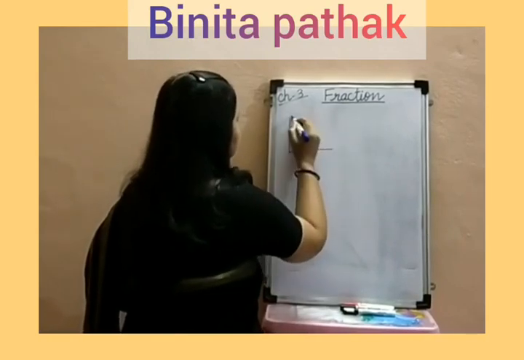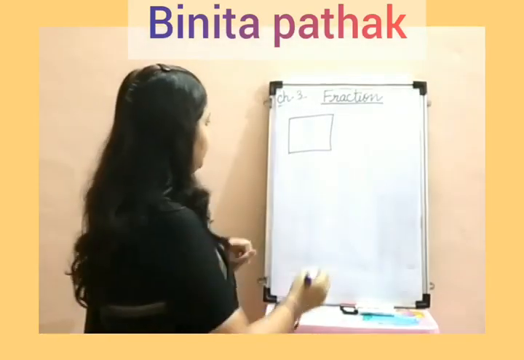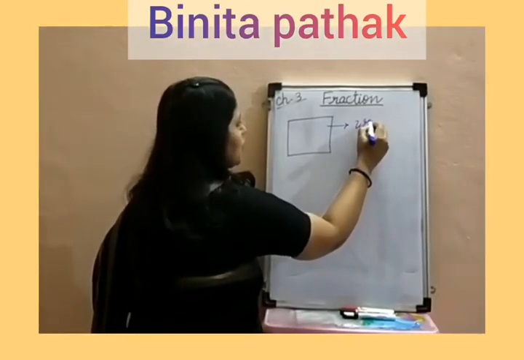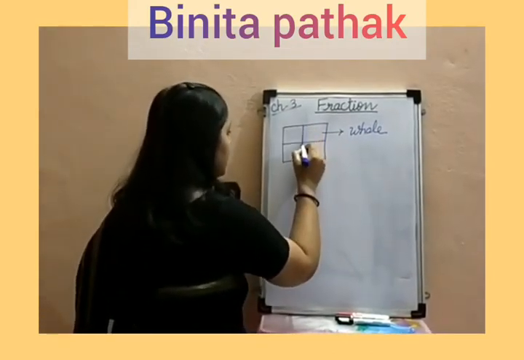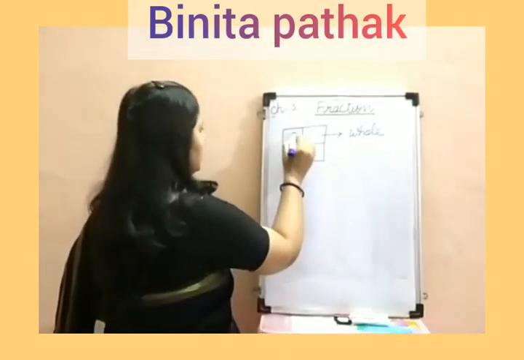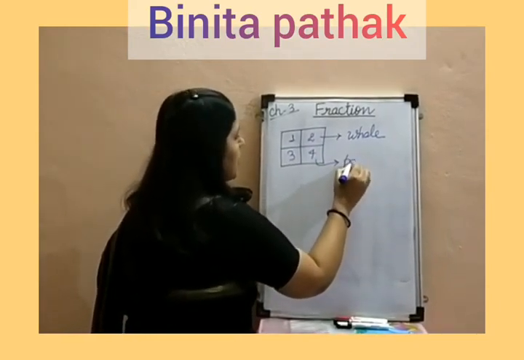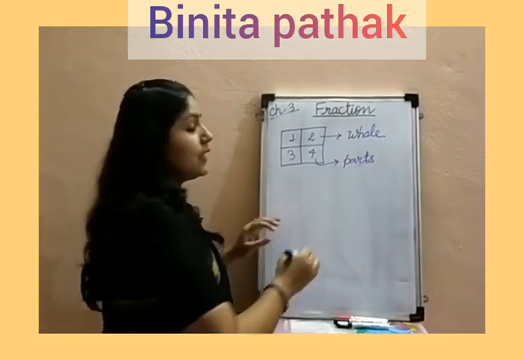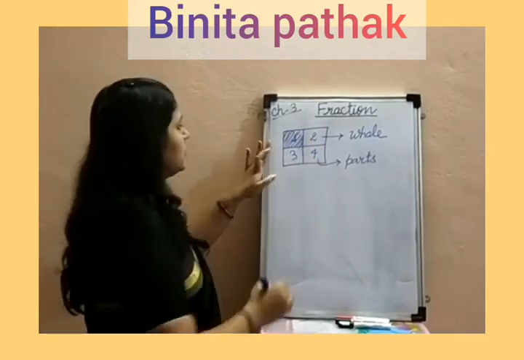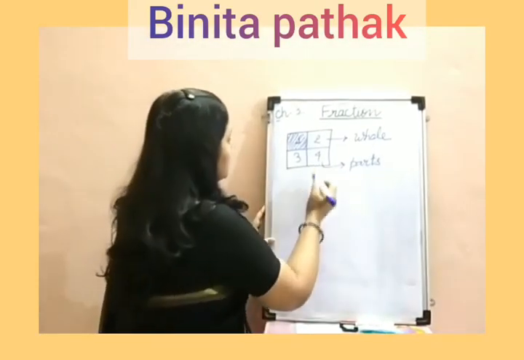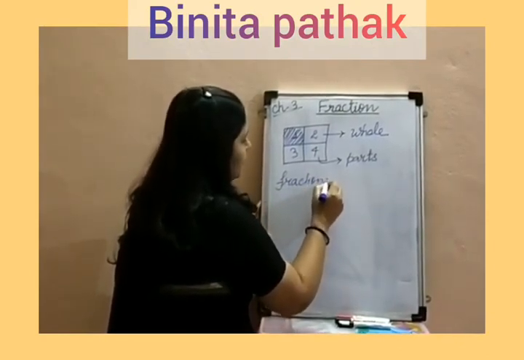Suppose this is a rectangle. This rectangle is called the whole. And when I divide it into four parts, first, second, third and fourth, those are called parts. Now I'm going to shade the first part. So, what will the fraction be equal to?